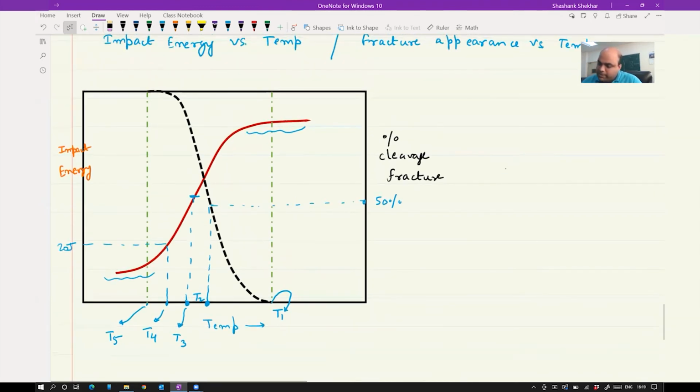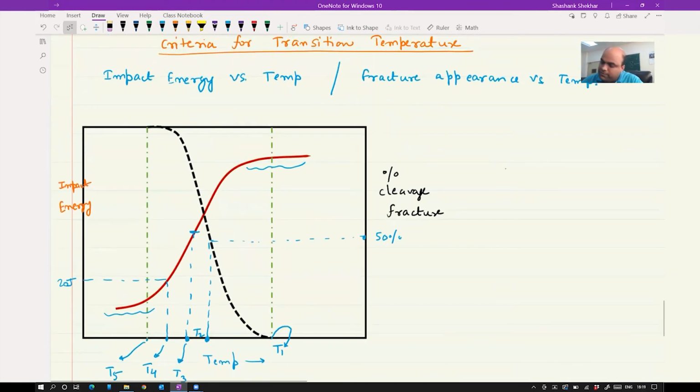So let me write down one by one. The first one is T1, which is called FTP, or fracture transition plastic, and it says that the probability of brittle fracture is negligible.